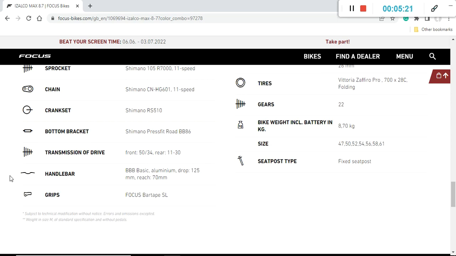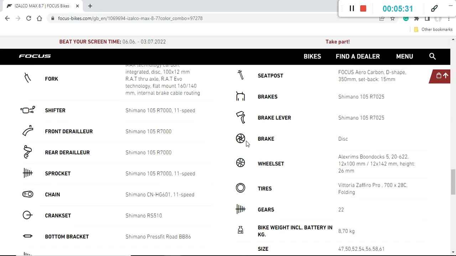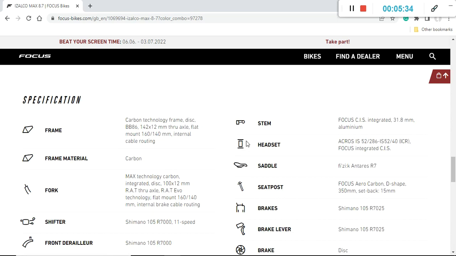Now let's talk about some of the smaller pieces on the bike, like the handlebar, stem and the seat post. When you look at the handlebar, you will get the BBB aluminium handlebar. Perfectly fine handlebar, no problems here. And when you look at the stem, this is the Focus so-called CIS integrated stem, which is an aluminium stem. But keep in mind that both handlebar and the stem are separate pieces on this bike. Nothing is specially proprietary here. So again, easy to replace or upgrade in the future.